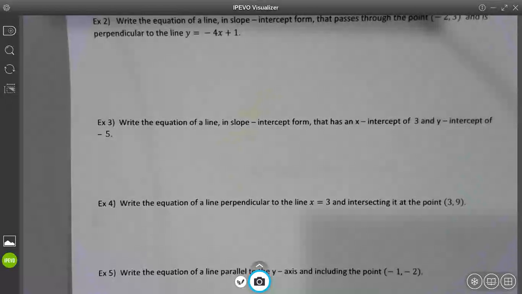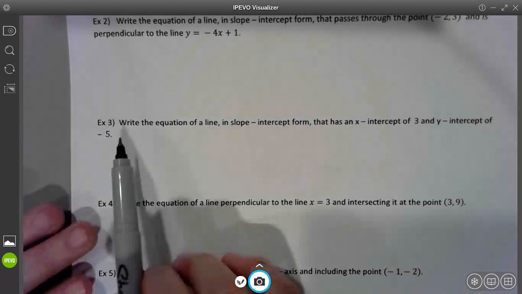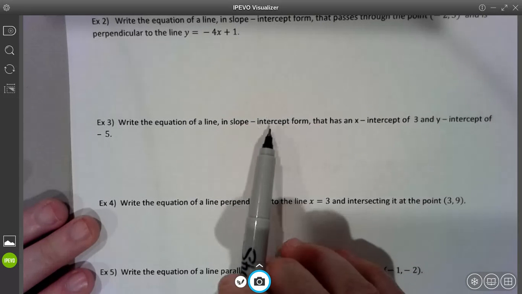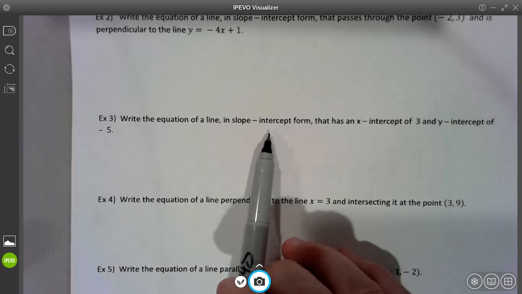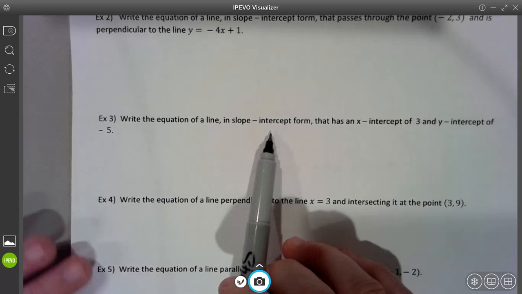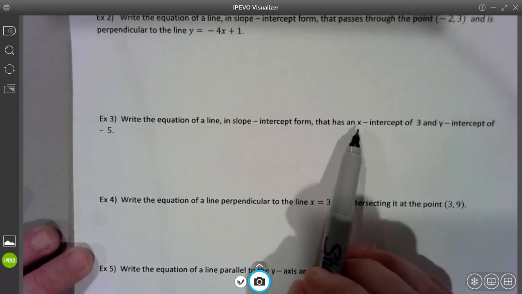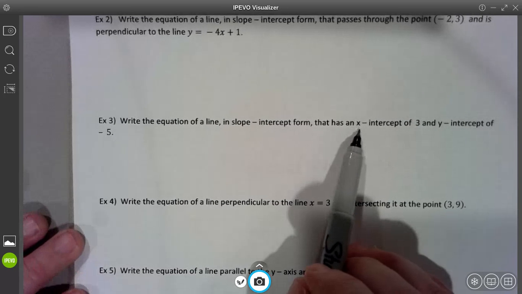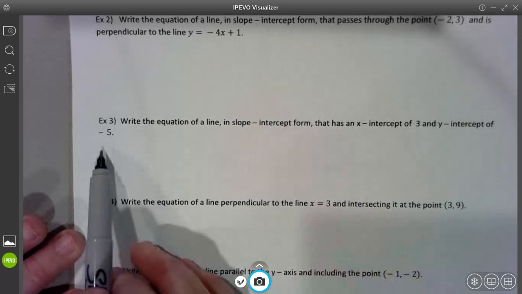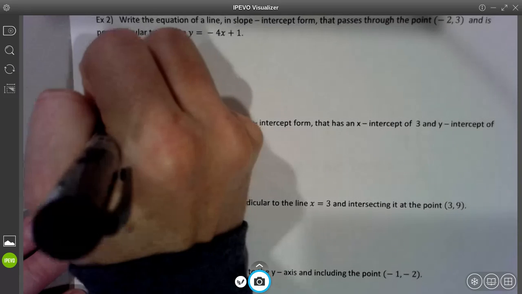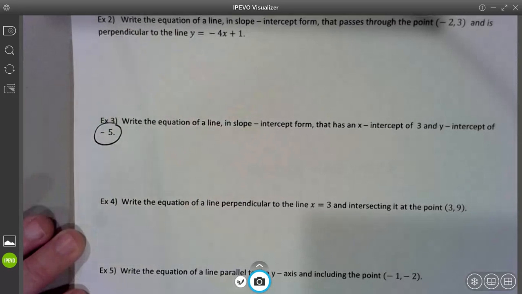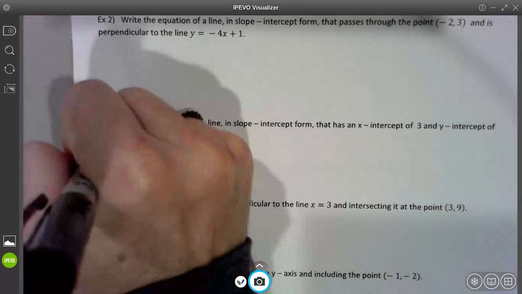All right. So guys, we're going to do example 3 first on the notes that I posted in today's Google Classroom. All right. Example 3 says, write the equation of a line in slope-intercept form. So again, all that means is that we're going to start with slope-intercept like normal, but we're allowed to leave it in slope-intercept form in the end.